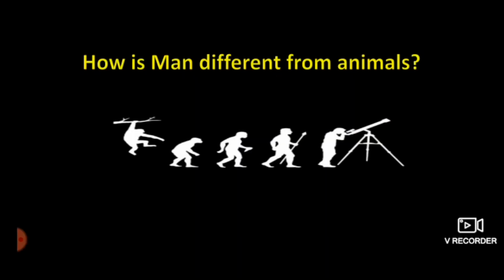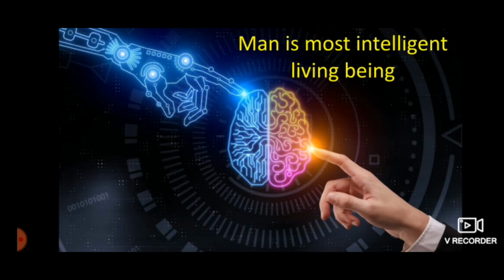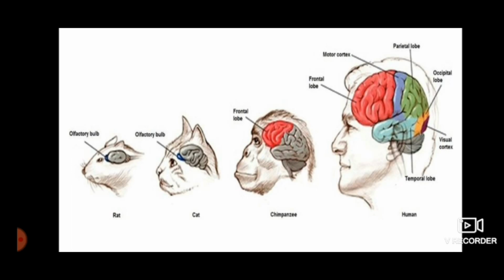Students, now let's talk about the progress made by human beings. Now tell me, how are human beings different from animals? Humans are considered to be the most intelligent living organism. Humans have the ability to think and react. The human brain is larger as compared to the animal brain. He makes use of his intelligence to make his life comfortable.